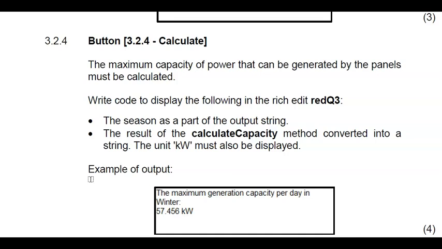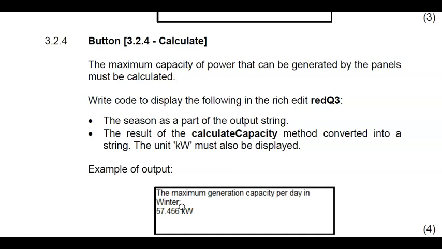And in this last button of question 3.2, we are going to use the function calculate capacity to display the maximum generation capacity per day in, obviously, the season, because that determines how many hours we are going to use in that formula. So press pause and give it a bash. I hope you saw that the season here was displayed, and you were not supposed to use the input from the user to display that. Remember that the third accessor method that was provided for us was the getSeason method. So you should have used that.